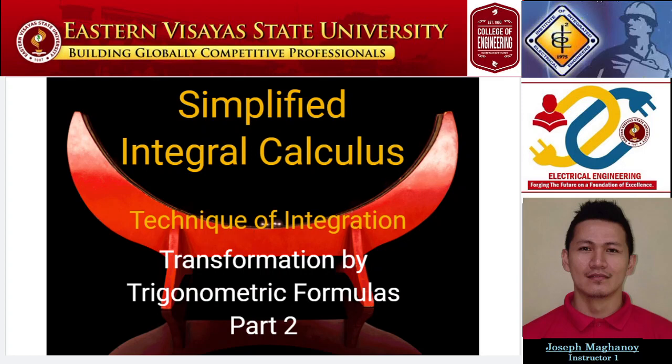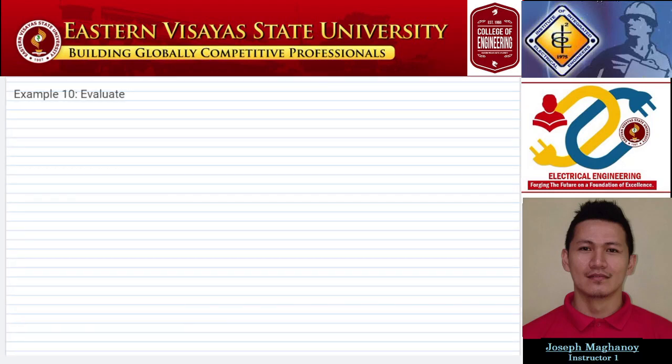Okay, so moving on, let's proceed to our next example. That is example number 10, can be found in your workbook on page 83. Okay, so example number 10, evaluate the integral of sine cubed 3x cosine raised to 5 3x dx.